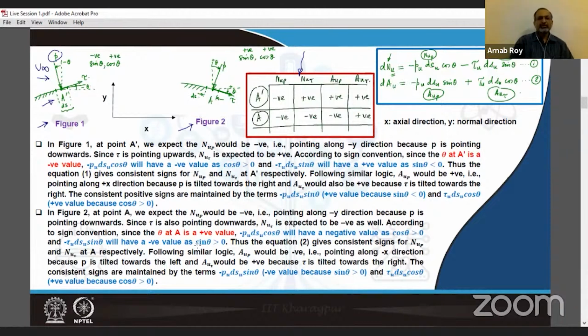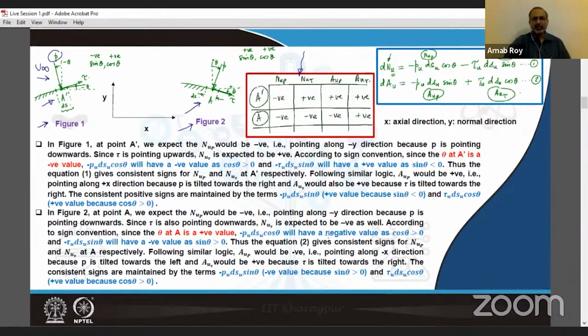Now, we would repeat this procedure for the other points. We move on to figure 2 to look at the point A. First of all, the theta at A is a positive value, going by the sign convention. And if you look at NUP, it would be negative because it points along the negative y direction. And because P essentially points downwards, tau is also pointing downwards. So Nu tau is also going to be negative.